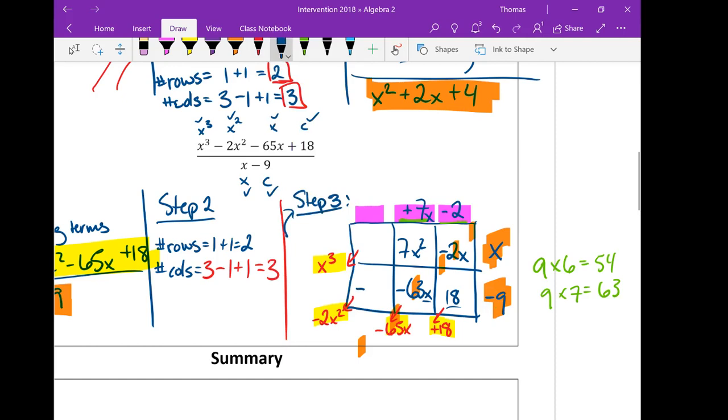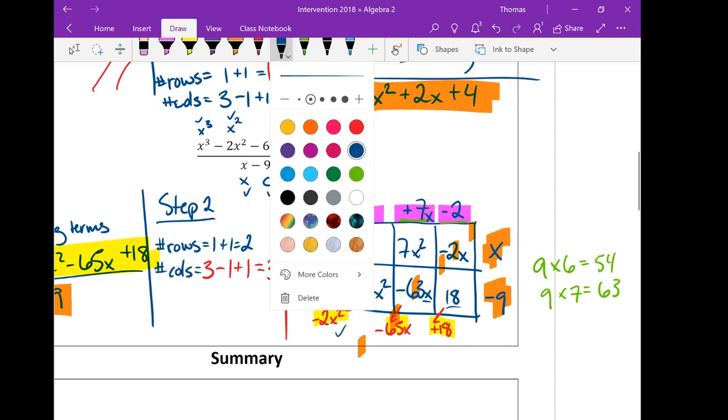We need to take away. If I took away 7, that would get us to 0. So I need to take away 2 more than 7. So I need to take away 9x squareds. 7 minus 9 gives us negative 2. Check. Now we fill in the rest of our terms.